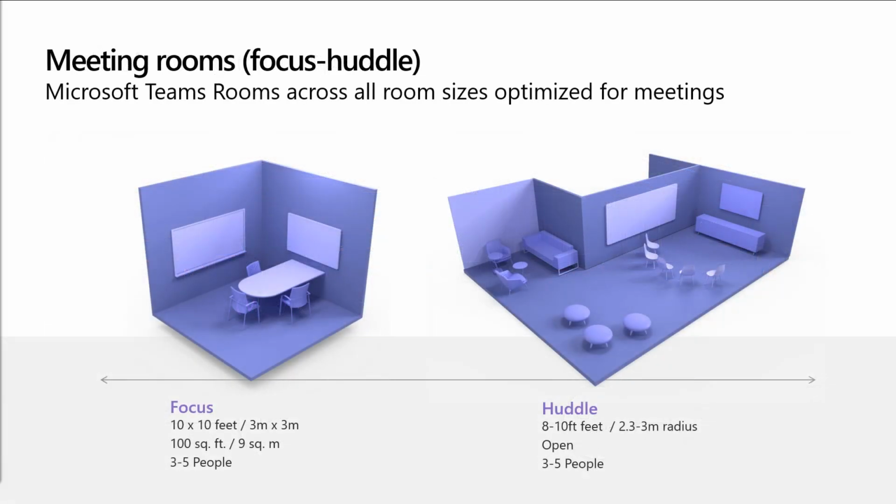On the left, we see a small focus room. This is a great place for Teams rooms, be it a collaboration bar or the full Windows-based Teams rooms. On the right is a different situation. You'll note that there's no conference table. This is the type of environment that is great for Surface Hub.